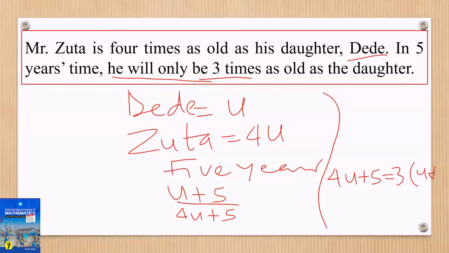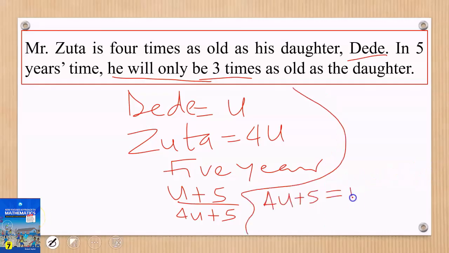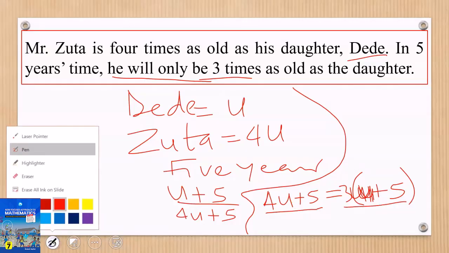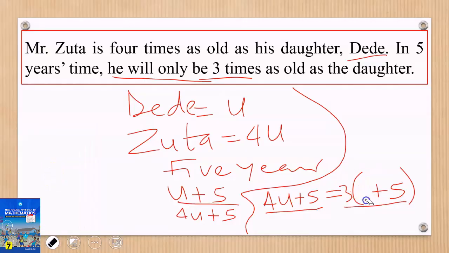All right, so let me write it well here. This is how the whole thing is going to look. 5 years to come, Mr. Zuta is going to be 3 times as old as the daughter, and the daughter in 5 years to come is u plus 5, so it will be 3 times u plus 5. So this is how we write this mathematical statement from this word problem.